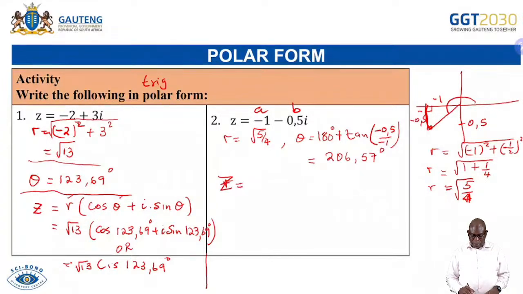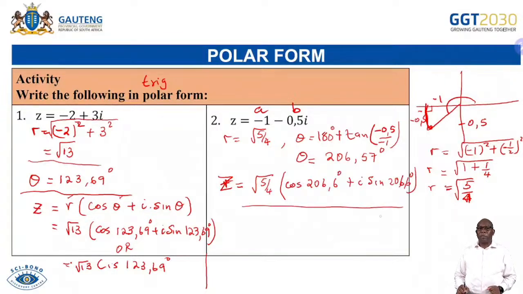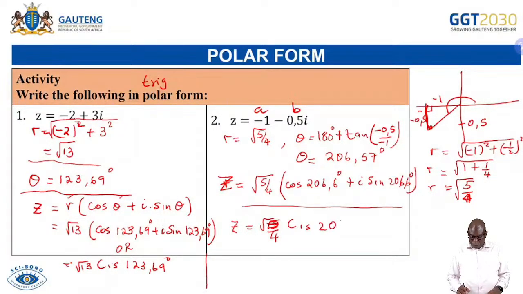Then I can write z in polar form. It will be square root of 5 over 4, open bracket, and then cos of 206.6, I'll just round this off, and then plus i sine of 206.6, and that is in polar form. If they don't ask in which form, you can still write the easy version: square root of 5 over 4 cis 206.6 degrees. Right, so I can still write it like that.